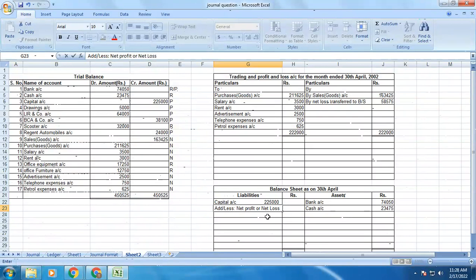In addition to this, we have a net loss. So on the second line, just below 2,25,000, I write minus 58,575. Because it is a loss, we will deduct it. Next thing that we write down is less drawings.